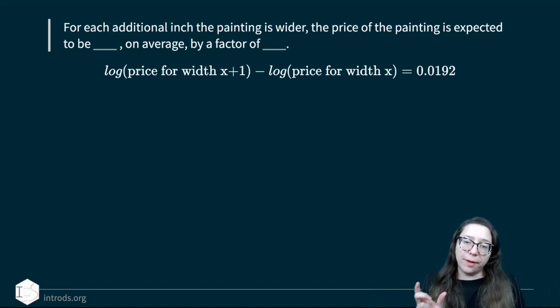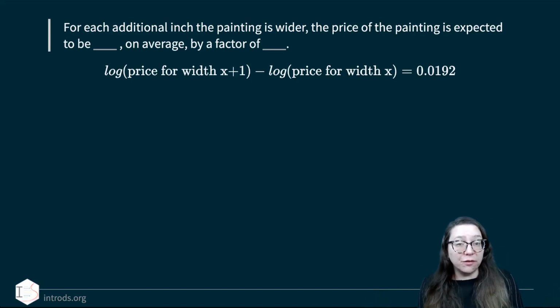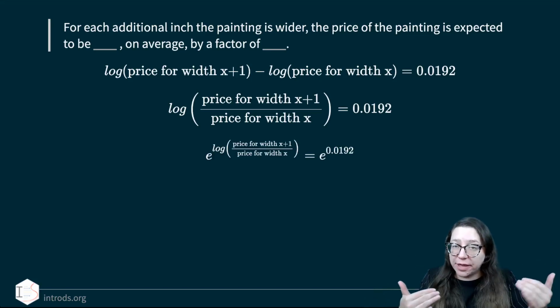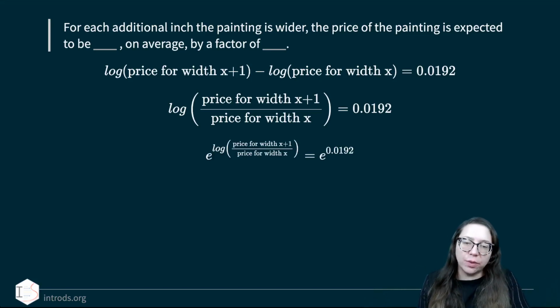So log of the price for width x plus 1 minus the log of the price for width x is 0.0192. Using the first property of the logs we reviewed, of log A minus log B being equal to log A over B, I can rewrite this equation as log of the ratio between the prices of paintings with width x plus 1 divided by x is 0.0192. And now I can use the second property and say I'm going to raise both of these, exponentiate both of these, right?